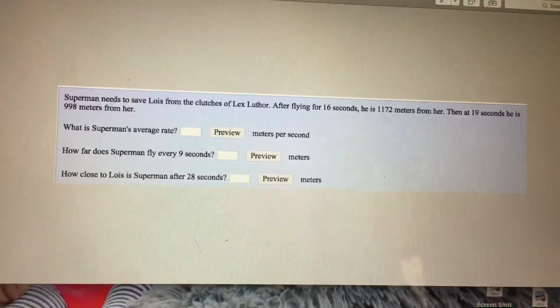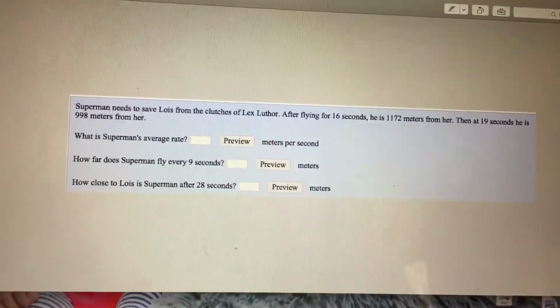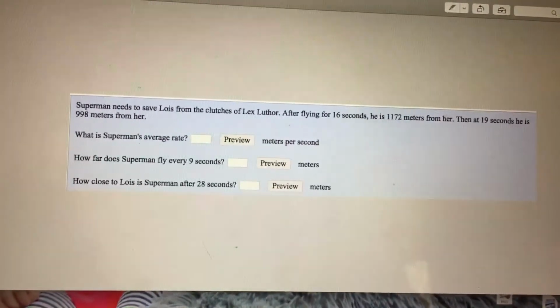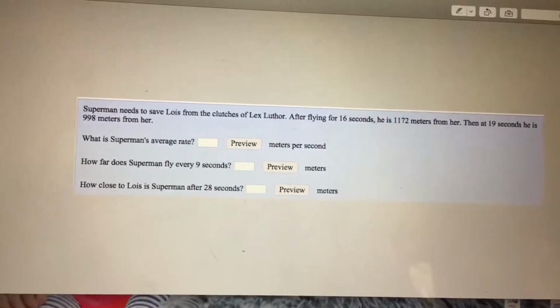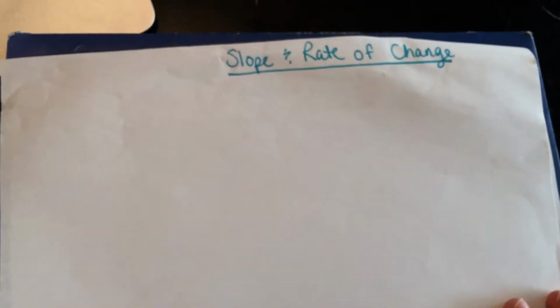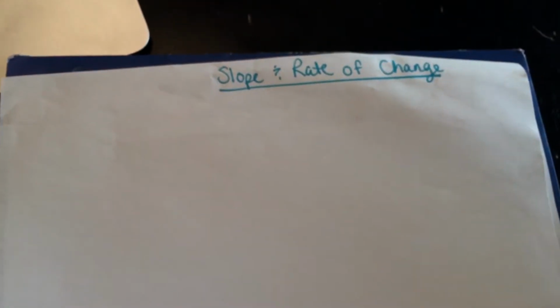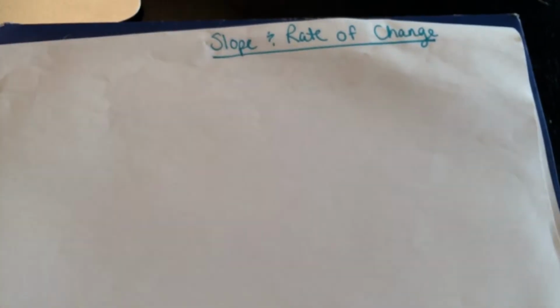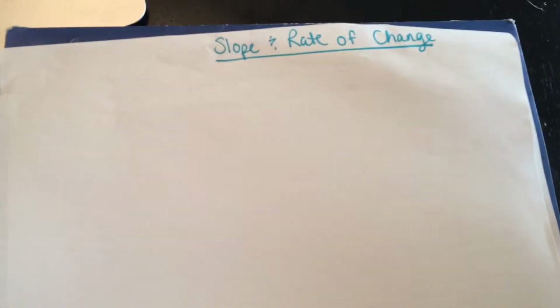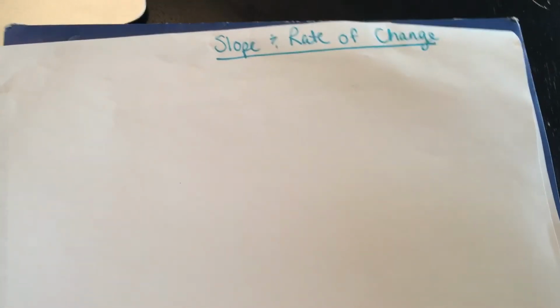So first of all, what is Superman's average rate? Then how far does Superman fly every 9 seconds? And how close to Lois is Superman after 28 seconds? Okay, so first thing we need to do is figure out what the rate of change is. It says, what is Superman's average rate? Remember, when they say average rate, we're just talking about what's the slope in this problem.